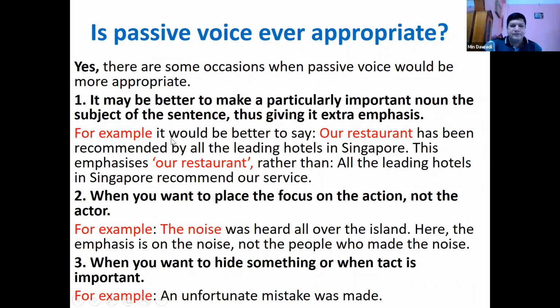Okay, for example, it would be better to say our restaurant has been recommended by all the leading hotels in Singapore. Our restaurant, not others' restaurant. Whose restaurant? Our restaurant. कुनै कुरालाई सेन्टेन्समा सुरुमा राख्नु, अगाडिपट्टि राख्नु भनेको त्यसलाई हामीले फोकस गर्दैछौँ, स्ट्रेस गर्दैछौँ भन्ने मिनिङ जान्छ. Our restaurant has been recommended by all the leading hotels in Singapore. हामीले our restaurant, हाम्रो रेस्टुरेन्ट भन्ने कुरालाई हाइलाइट गर्न चाह्यौँ.